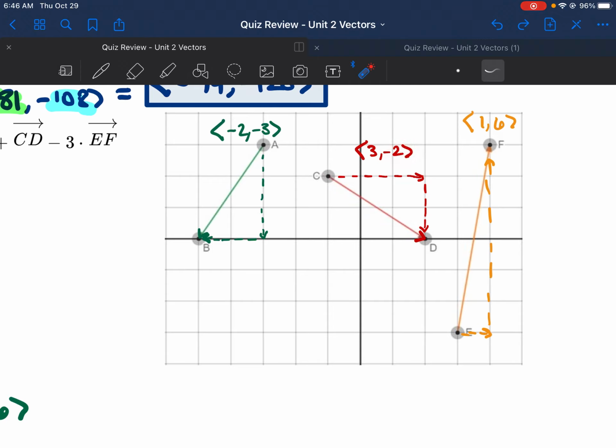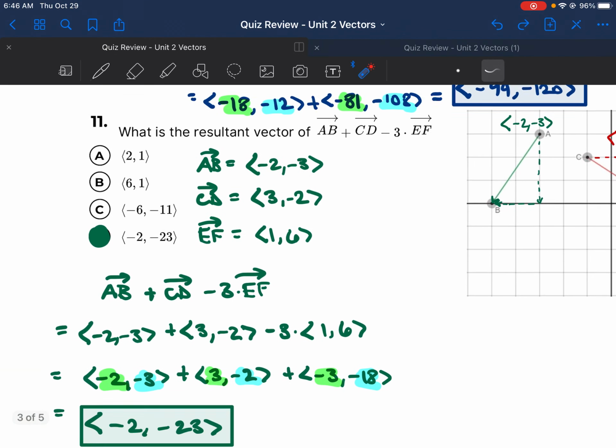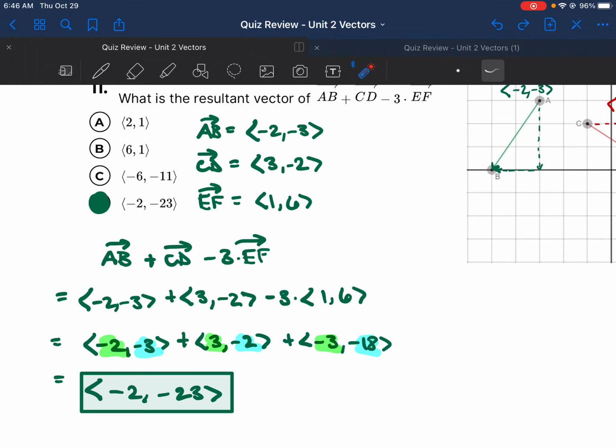And then finally, for vector EF, E is initial, F is terminal. Horizontally, we had to go to the right 1, so positive 1 for our horizontal component. Vertically, we had to go up 6, positive 6 for our vertical component. With all 3 of those vectors written in component form right here, now we can perform the operations. We want to do vector AB plus vector CD minus 3 times vector EF. I'm going to distribute the negative 3 to vector EF, giving me negative 3, negative 18 for the components. Then all I need to do is combine all the components.